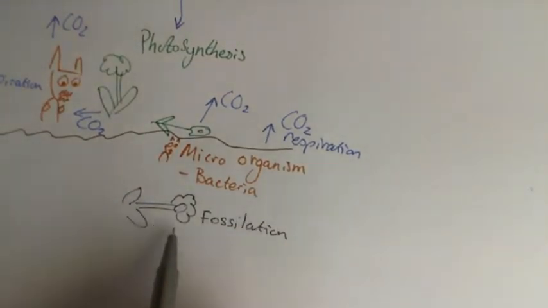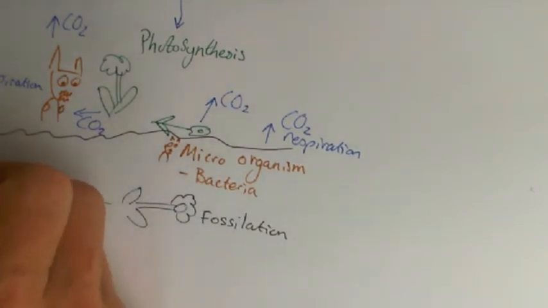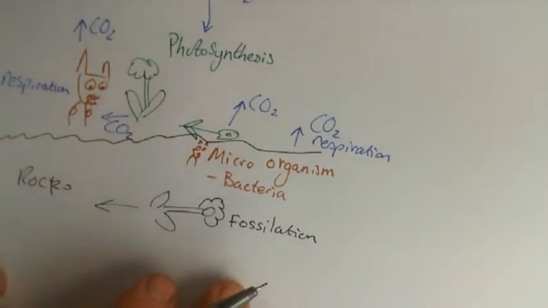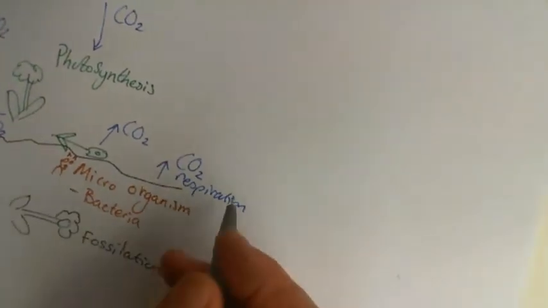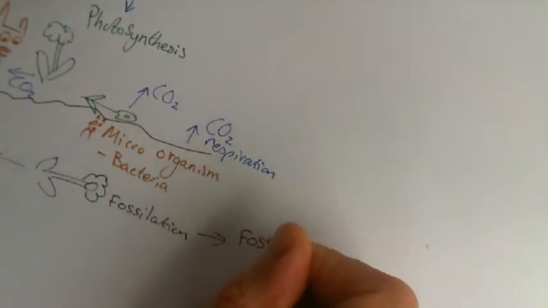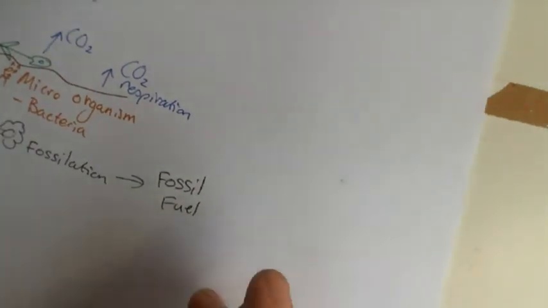The only bit that I haven't talked about is where does the carbon that's tied up in fossils go to? Well, it can go to one of two places. Either it can go into rocks, such as calcium carbonate, and the clue's in the name, carbonate, which is chalk. So there's a lot of carbon that's tied up in rocks. Or it can be turned into a fossil fuel, such as oil, coal or gas.